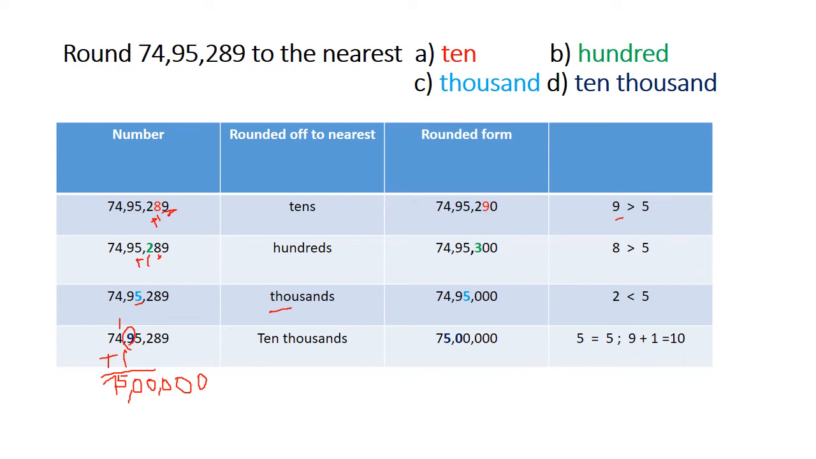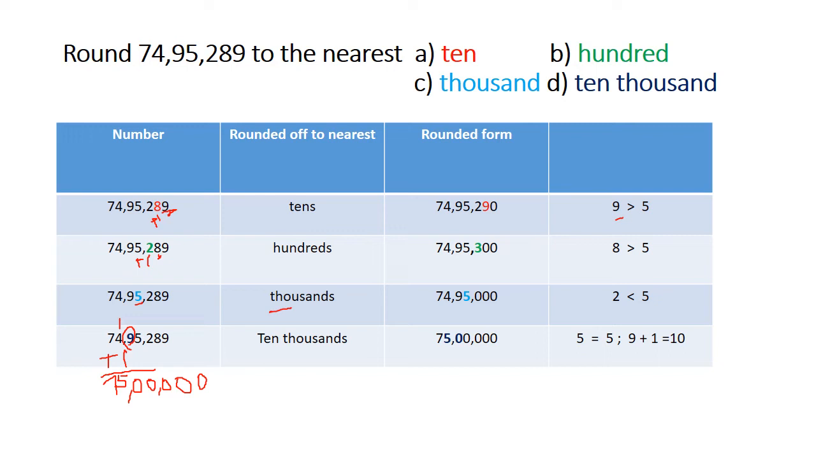Next digit, 9, we have to observe. 9 is greater than 5. Now what do you have to do? You have to add 1 here, right? Add 1, then the tens place will be 9 instead of 8. Write the number 74,95,290. After rounding, the next digit should be 0.